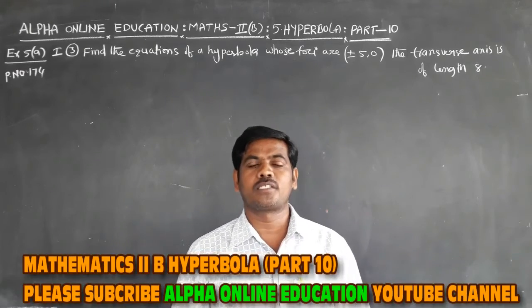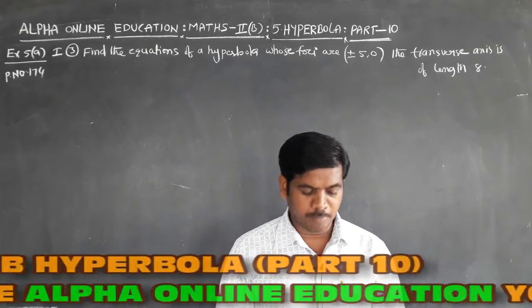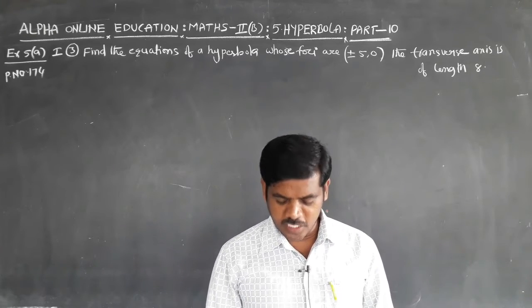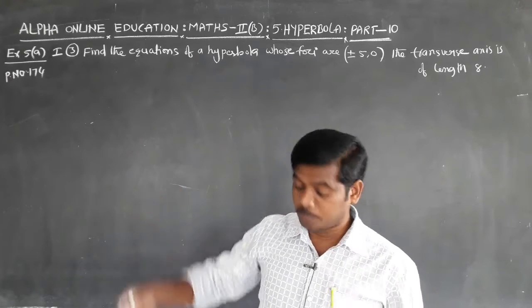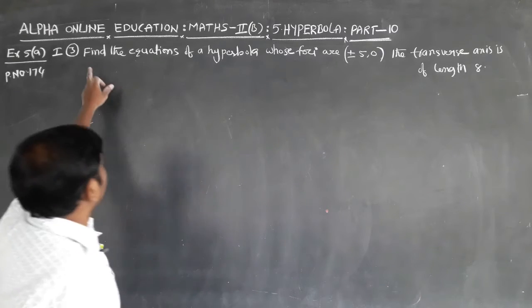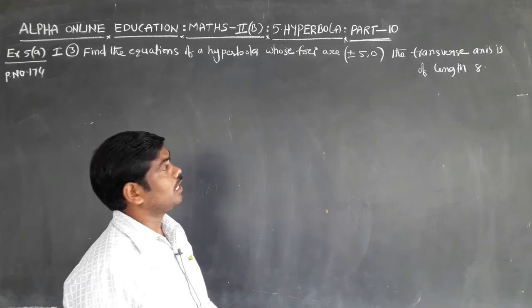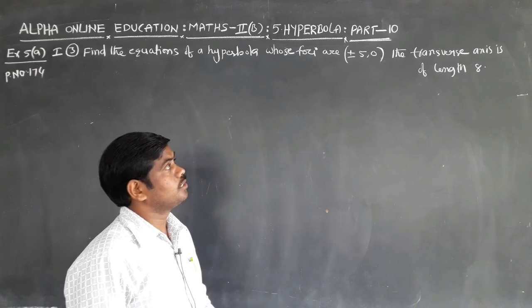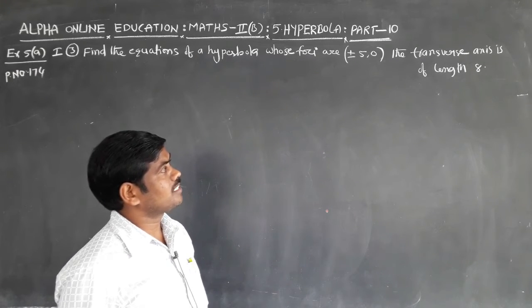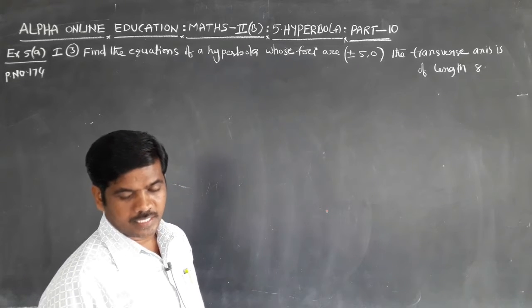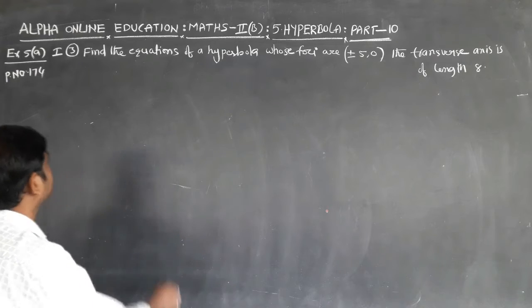Problems in Mathematics 2B, fifth chapter, hyperbola. First one is Exercise 1(a), first bit, third problem. Find the equation of a hyperbola whose foci are (±5, 0) and the transverse axis of length 8.